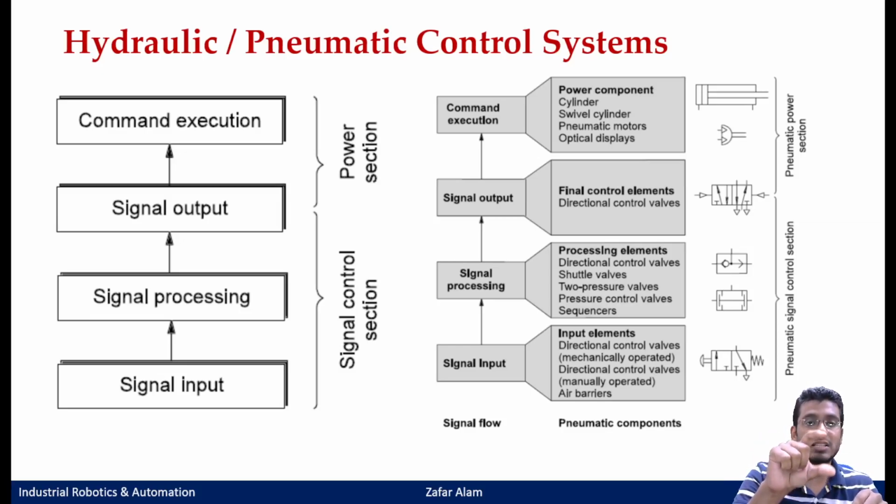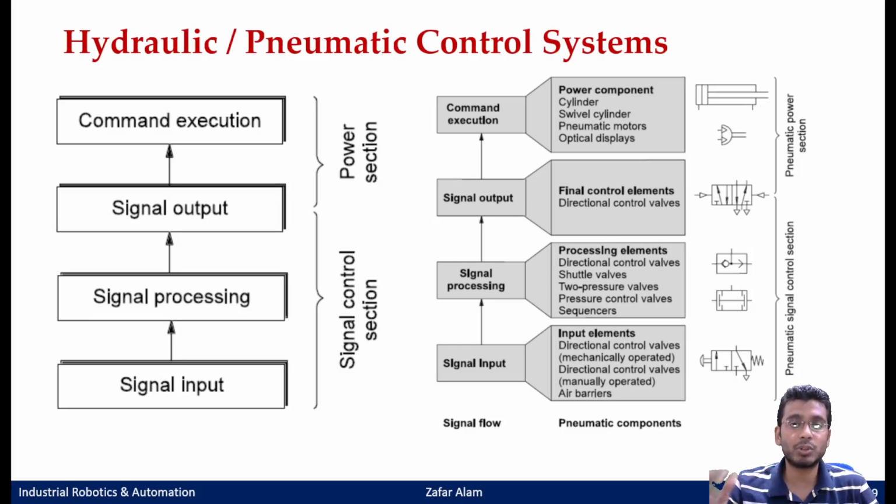Now this pressurized line can be used either to directly extend the cylinder, or to shift the spool of a valve and then again extend the cylinder. Okay, so you will be having your signal output elements and your command executions. See, why it is very important to understand this circuit is that if you understand this part, only then you will be able to differentiate between your pneumatic and your electro-pneumatic portion, or your hydraulic and electro-hydraulic systems.